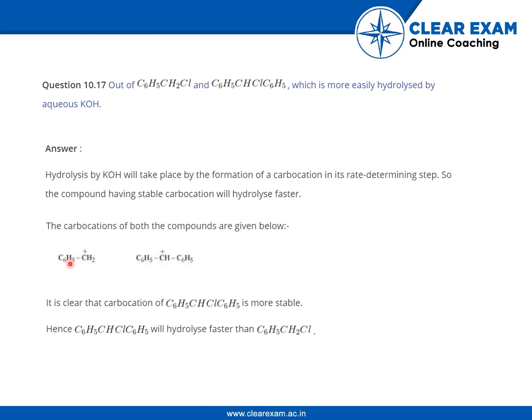As you can see, there is only one benzyl group here. It will get less electron density, and thus the electron density on this carbon atom will be less than on this carbocation. Hence, this carbocation will be much more stable because of the greater electron density on the carbocation. Hence, this compound will get easily hydrolyzed as compared to this.